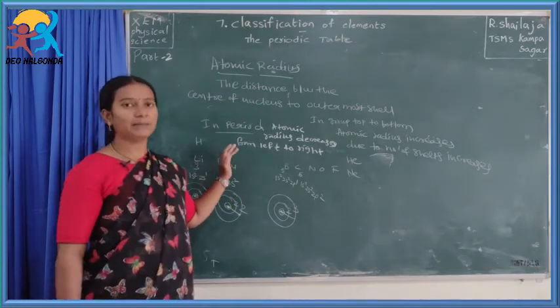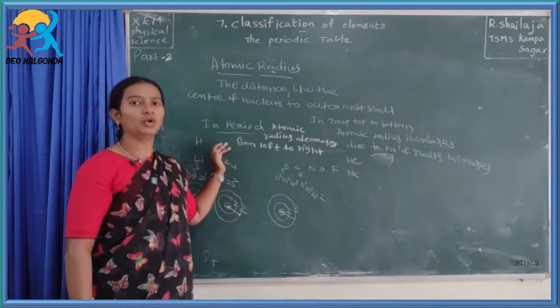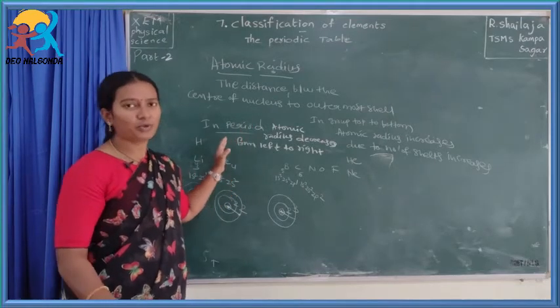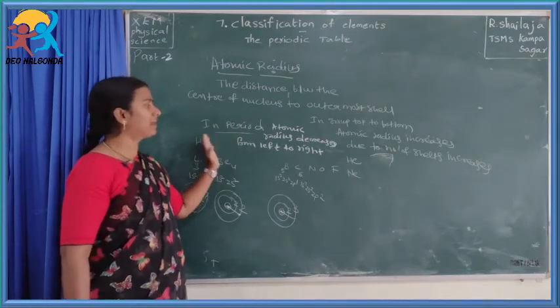So this is about atomic radius. It varies in the period and group. In a group it increases from top to bottom. In a period it decreases from left to right.